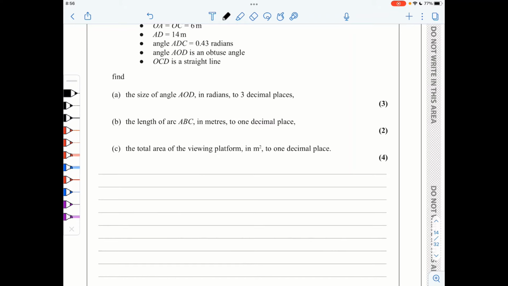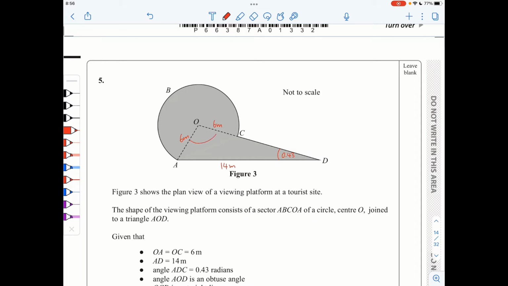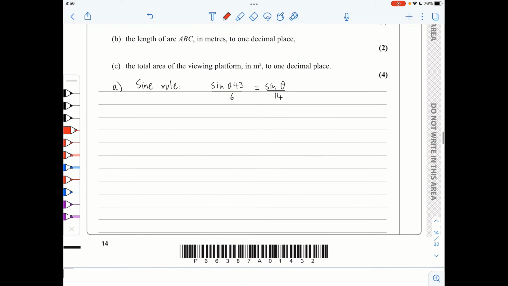I will actually use the sine rule for this one. So I will simply say that sine of 0.43 over 6 is sine of theta over 14, where theta has actually been labeled to be this angle here. So I'm gonna use the calculator. I get that 14 sine of 0.43 over 6 is equal to sine theta, and therefore theta seems to be 1.3365887.